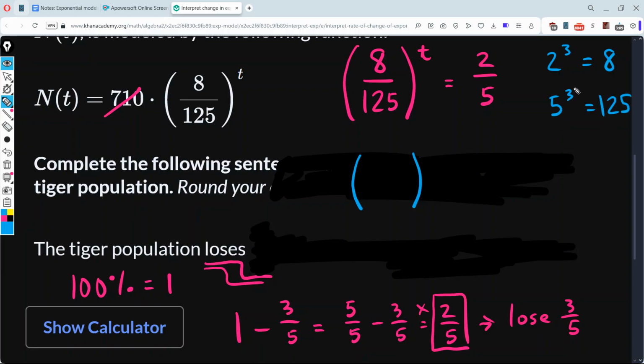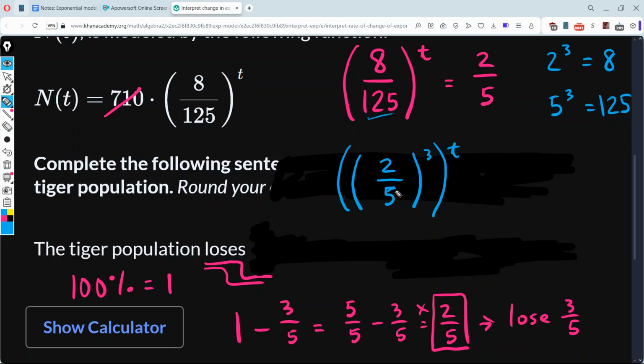Okay, so 2 to the third, 5 to the third. How about we just do 2/5? 2/5 to the third. Okay, that's the same as 2 to the third over 5 to the third. And that would equal 8 over 125. Okay, so this is equivalent to this fraction. And this whole thing has to be to the power of t. Now we can take the parentheses and make it to the power of t.